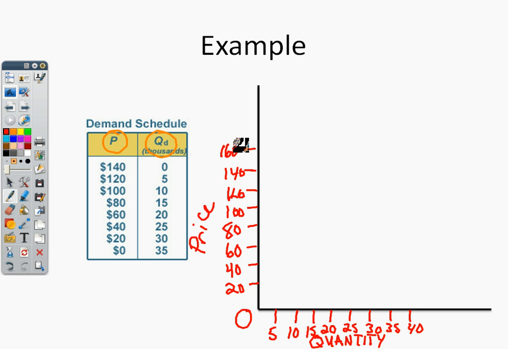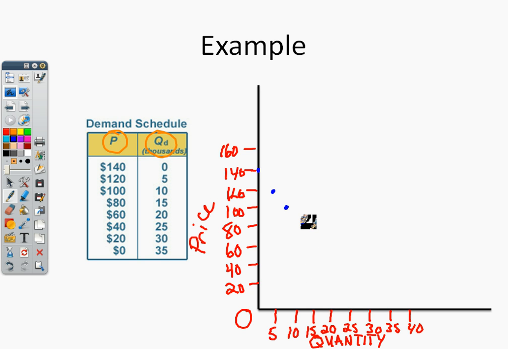For your curve, if available, do use a different color so that it stands out. And now we're going to plot these points. First point being $140 and 0 for quantity. Second being $120 and 5 for quantity. Third, 110. The fourth, 80 and 15.